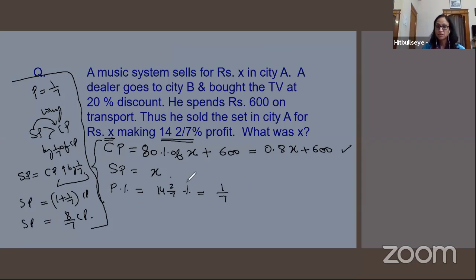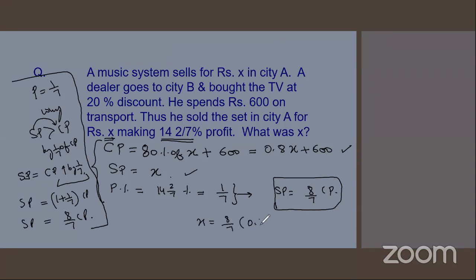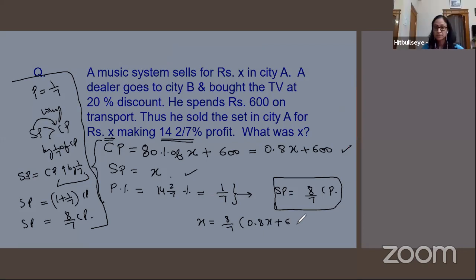Cost price is this, selling price is this, and this has told me a shortcut that simply go for the relation that selling price has to be 8 by 7 of the cost price. Now it is like simply solving a simple equation. Any problem now? So now you have to just solve it. So selling price is X and it is 8 by 7 of the cost price, which is 0.8x plus 600. Cross multiply, solve it. You will get your answer as 8,000.